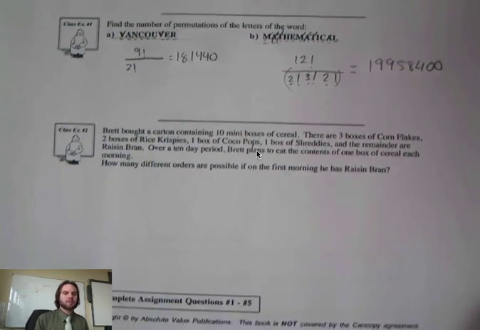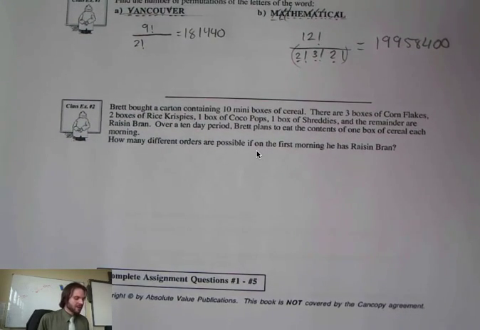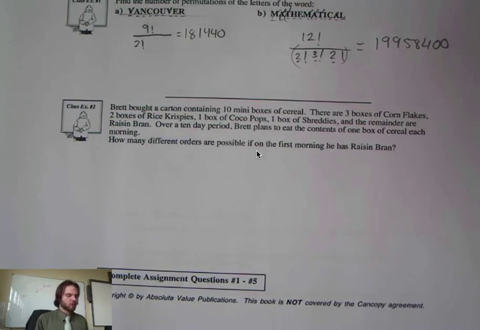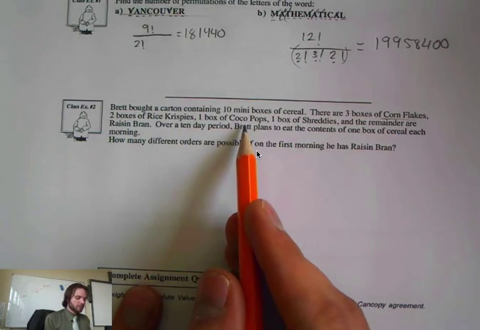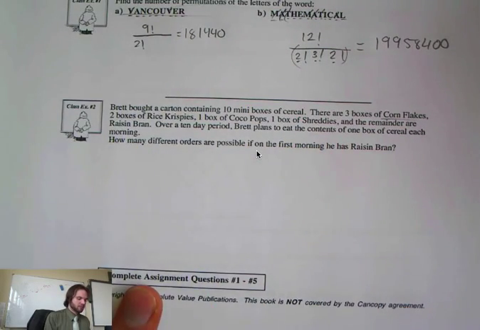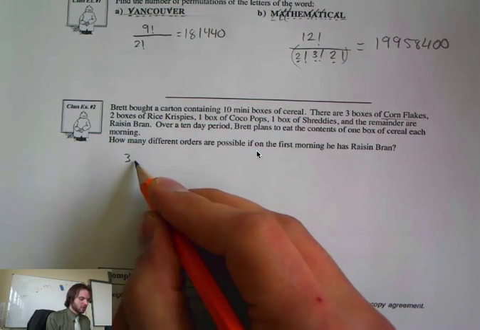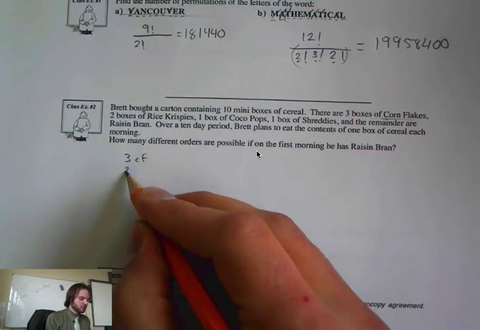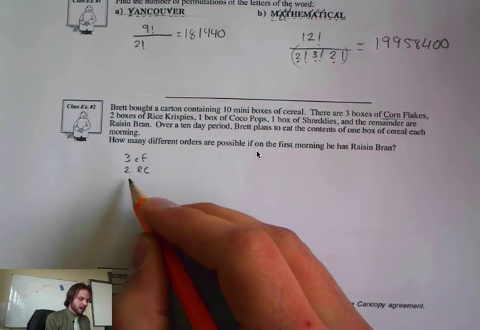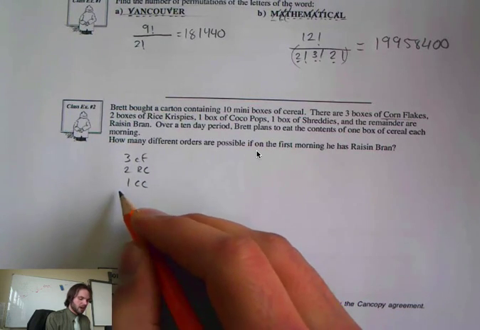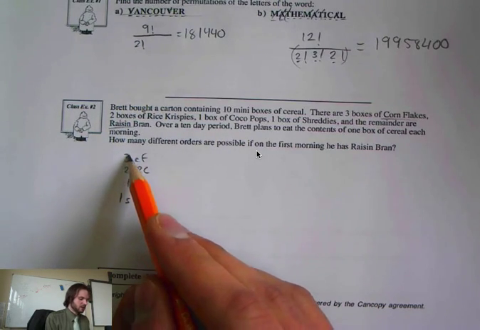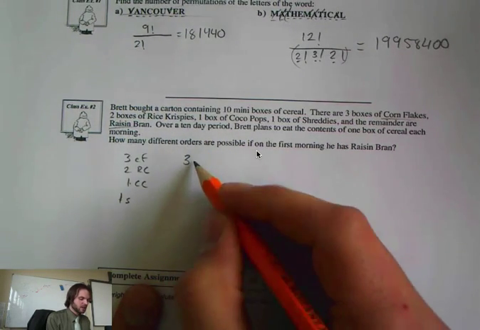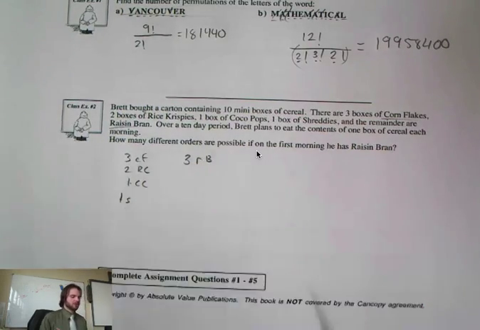Let's take a look at example number 2. It says, Brett bought a carton containing 10 mini boxes of cereal. Okay? There are 3 boxes of cornflakes, 2 boxes of Rice Krispies, 1 box of Cocoa Puffs, 1 box of Shreddies, and the remainder are Raisin Bran. Okay? So there's 3 cornflakes. There's 2 Rice Krispies. And we have 1 Cocoa Puffs, and we have 1 Shreddies, and the rest are Raisin Bran. So that right there is 5, 6, 7. So then there's 3 Raisin Bran because there's 10 altogether.